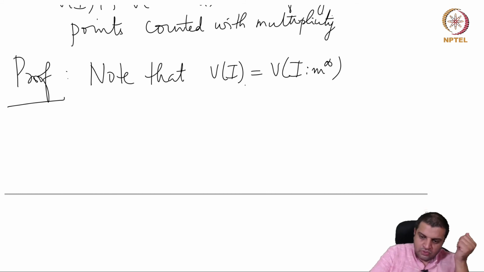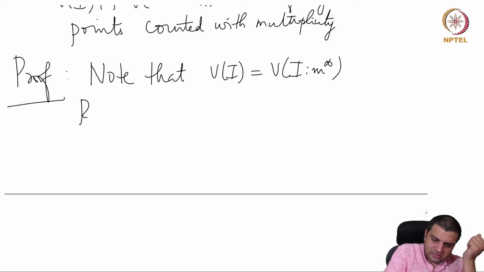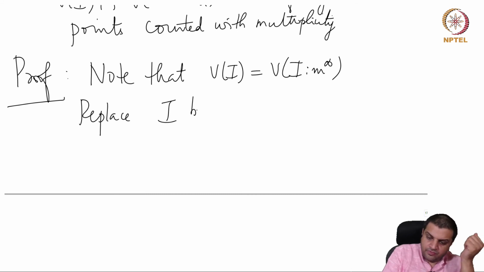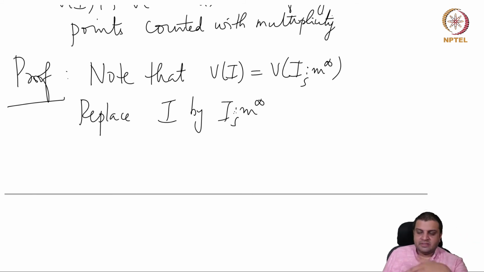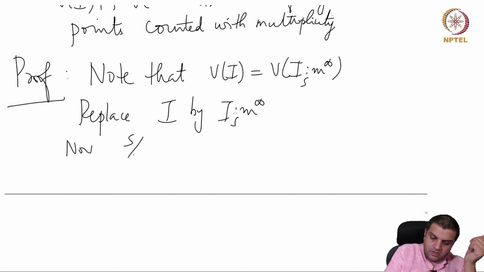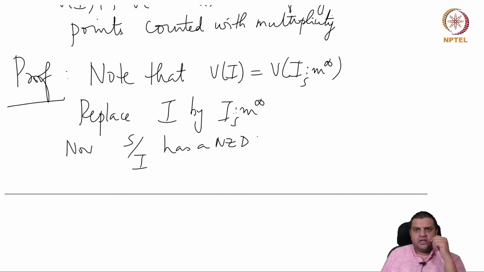So, repeat. Doing this, replace I by I colon M infinity, the saturation of M. Now S mod I has a non-zero divisor. This was the argument that we did earlier. So now go modulo that thing. We have reduced dimension, and now use induction on dimension.